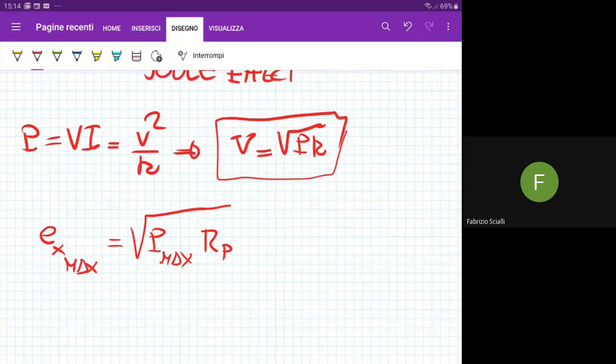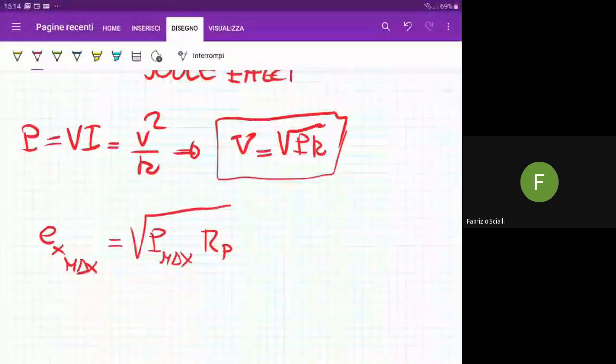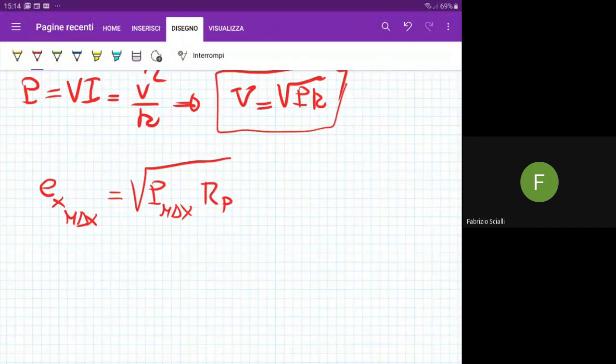So you have to check your potentiometer datasheet. You have to check what your RP is in order to set the right measuring device. And also, just by making this multiplication and the square root, you can see what the maximum input tension is that you can use to feed your measuring circuit in order to achieve the maximum sensitivity.